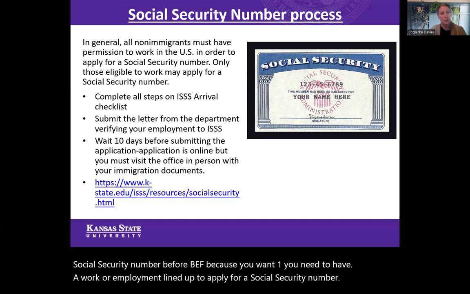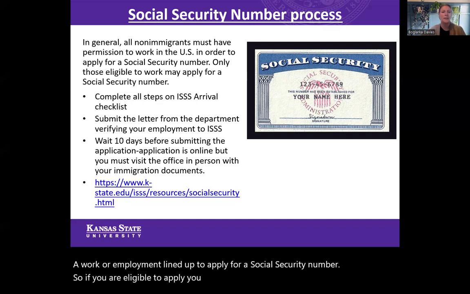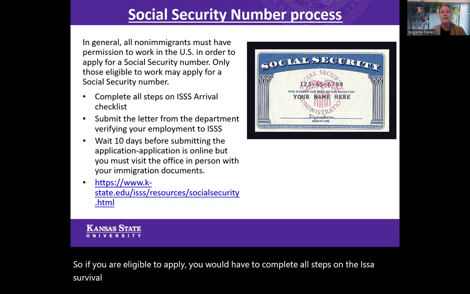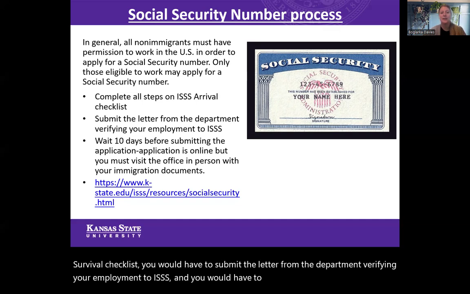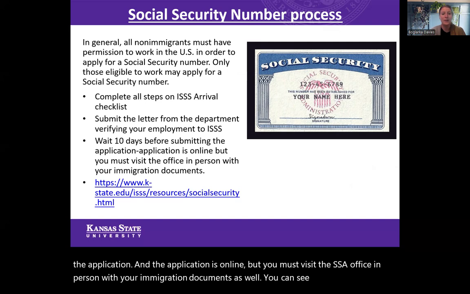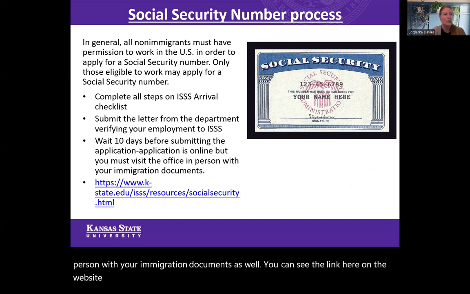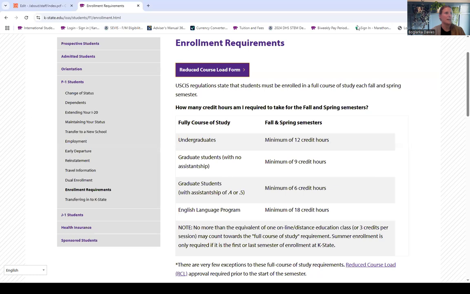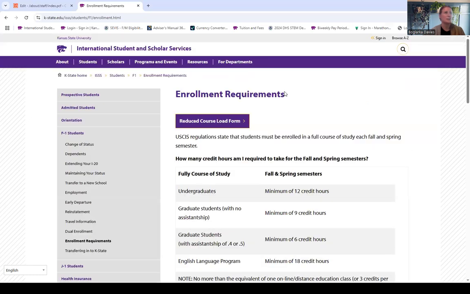So if you are eligible to apply, you would have to complete all steps on the ISSS survival checklist. You would have to submit the letter from the department verifying your employment to ISSS, and you would have to wait 10 days before submitting the application. And the application is online, but you must visit the SSA office in person with your immigration documents as well. You can see the link here on the website.